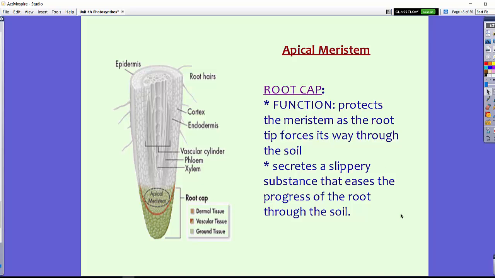Now, the root cap secretes a slippery substance that eases the progress of the root through the soil. So, kind of like an earthworm does, it releases a slippery substance in order to move, same way that the root cap does it as well.